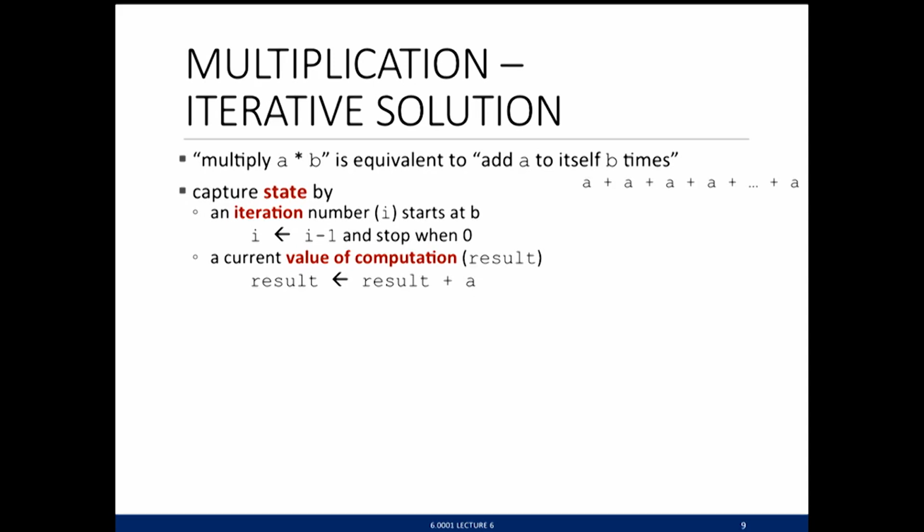If I'm thinking about this iteratively, I could capture this computation with two state variables. One would just be the iteration number, and it would be something, for example, that starts at b, and each time through the loop reduces by 1, and it will keep doing that until I've counted down b times, and I get down to 0. And at the same time, I would have some value of the computation. I might call it result, which starts at 0, first time through adds in a, next time through adds in a, and it just keeps track of how many things I have added up until I get done.